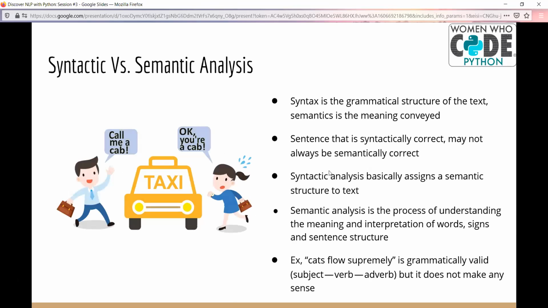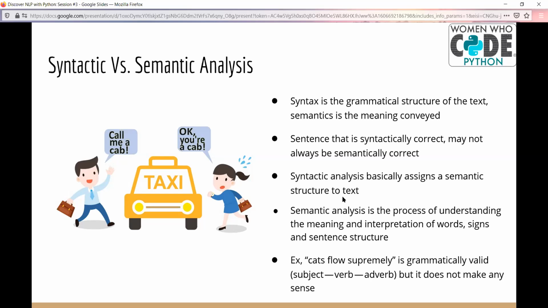Talking about the differences, syntax is the grammatical structure of the text, and semantics is the meaning conveyed. Let's say here is the sentence "Call me cab." This is syntactically correct, but it's not making sense. So we have to take care of the semantic stuff as well. Okay, you are a cab? That doesn't make any sense at all. So a sentence that is syntactically correct may not always be semantically correct.